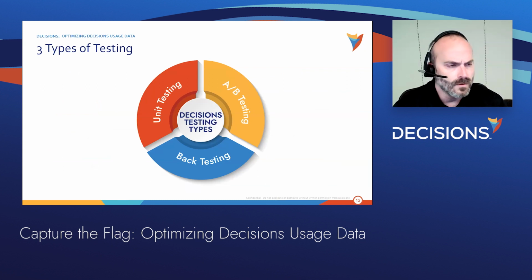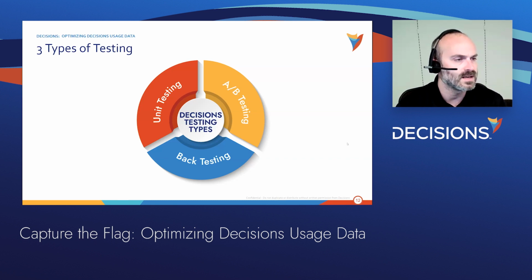And so there are two types of decisions use cases, and there are three types of testing. There are more types of testing than this, but I want to just compare and contrast three different types of testing to help make more clear what backtesting is. We've got unit testing, A/B testing, and then backtesting.